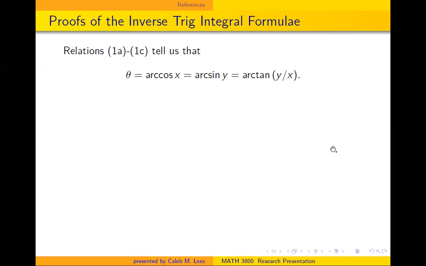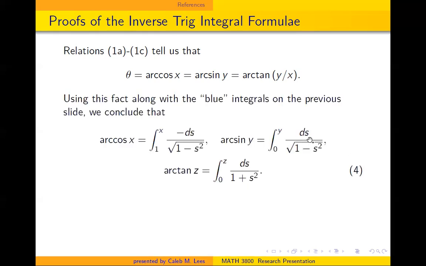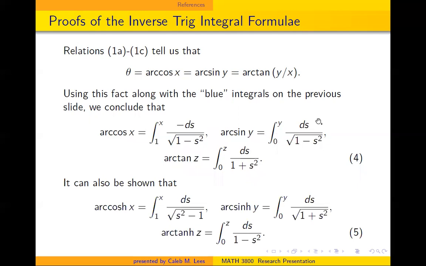But we found that theta was equal to these 3 integrals right here. So we can say that the arc cosine of x is the integral from 0 to x of negative ds over root 1 minus s squared, and those other 2 integrals right over there. Okay, so this is really important. That's equation number 4. Equation number 5 right there is what Enoch showed in the previous presentation. So you just do a similar approach starting with polar facts, and you can derive the inverse hyperbolic trig functions, their integral representations.